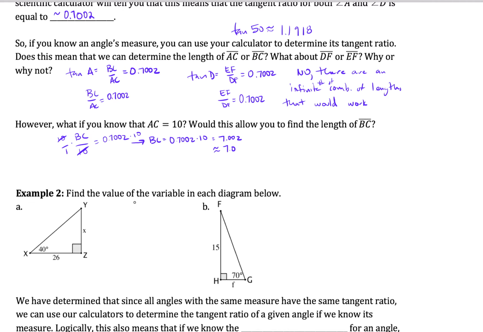We have to find the value of each variable in the equations below. So you can see in A we have a right triangle, triangle XYZ, and we know one angle measure right here is 40 degrees. We know that this side is 26, and this is the x that we're trying to find. Now, of course, Pythagorean theorem wouldn't work here because I would have another unknown side right here. So I would have two sides that I don't know, so I can't use a squared plus b squared equals c squared. It's not one of the special right triangles that we've learned about.